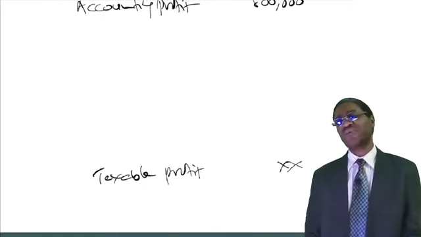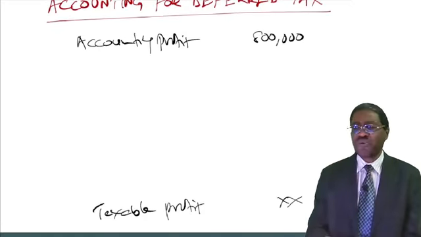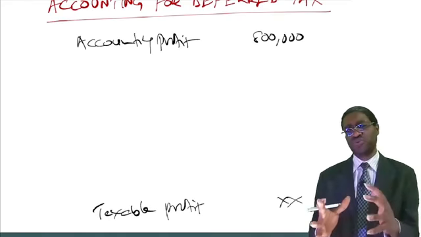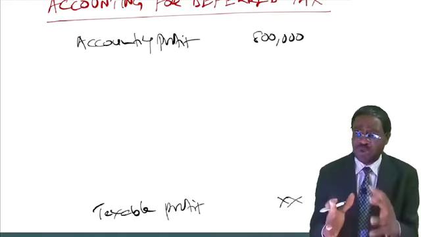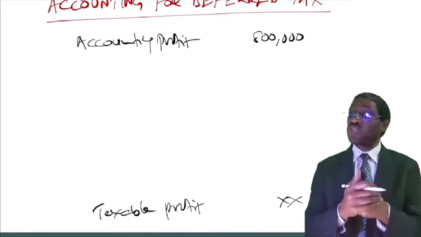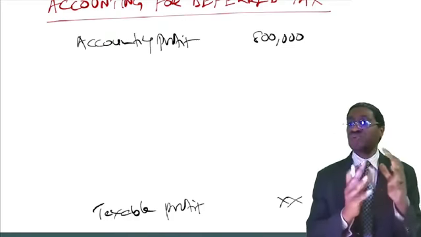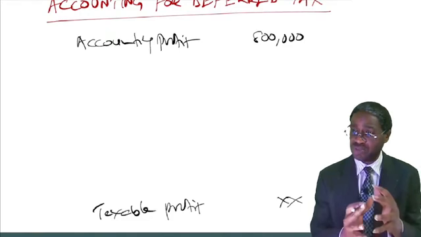So we can start even by saying that from an accountant's point of view, there are these two types of profit. There is what we call the accounting profit, and there is what we call the taxable profit.